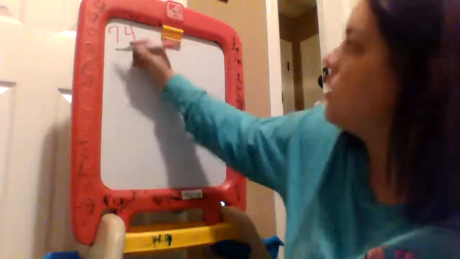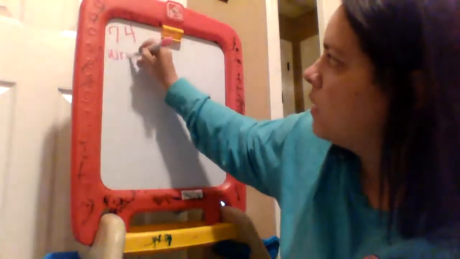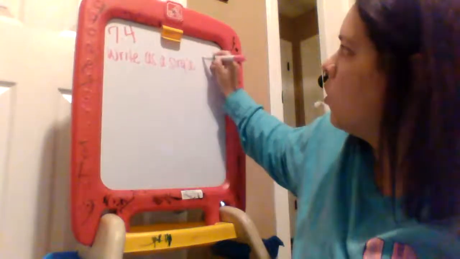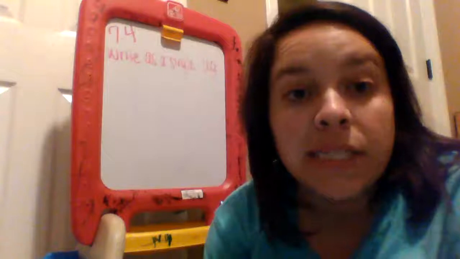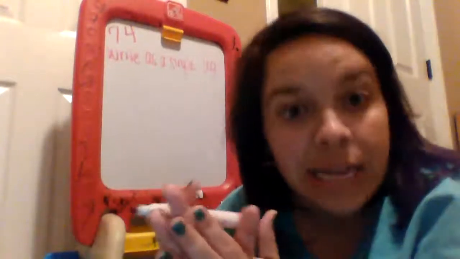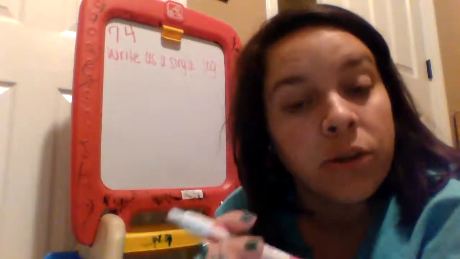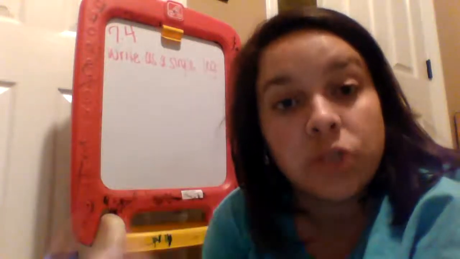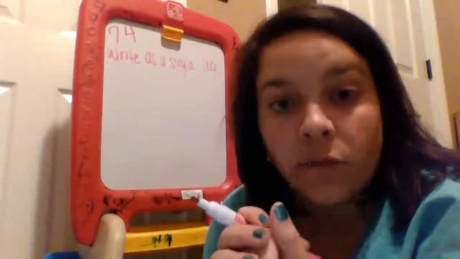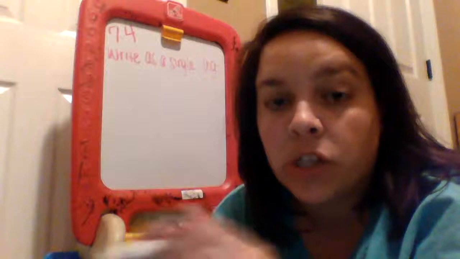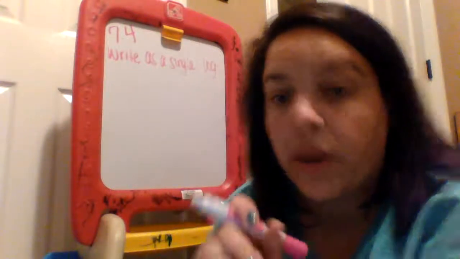It says, write as a single log. Okay, so a single log means that you are going to put them back together. So if the logarithm that they give you is addition, you're going to put it back together with multiplication. If it's subtraction, you're going to put it back together with division. And if it has a number out front, you're going to move it back up as an exponent. So you'll just use those three properties, okay?